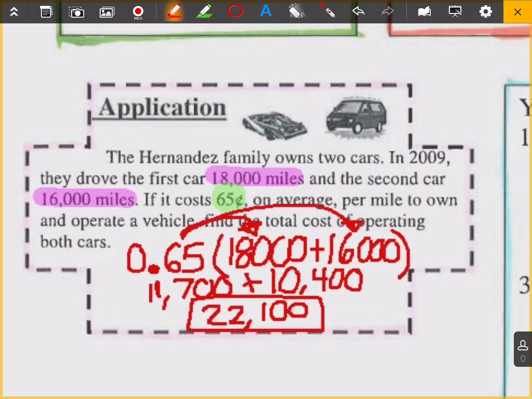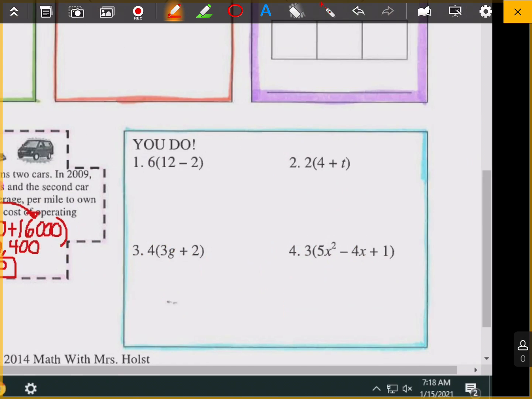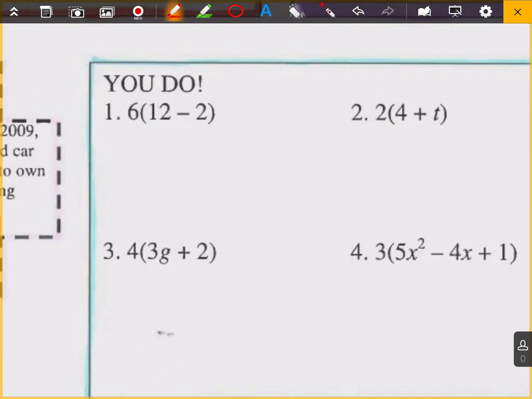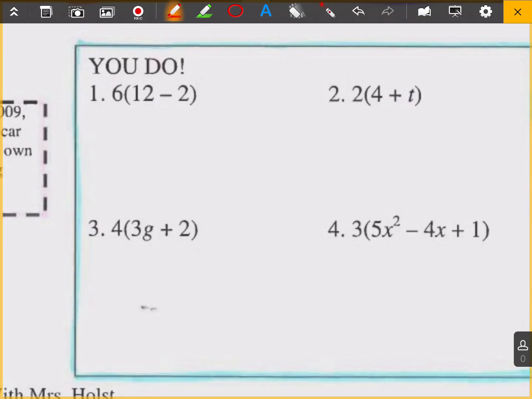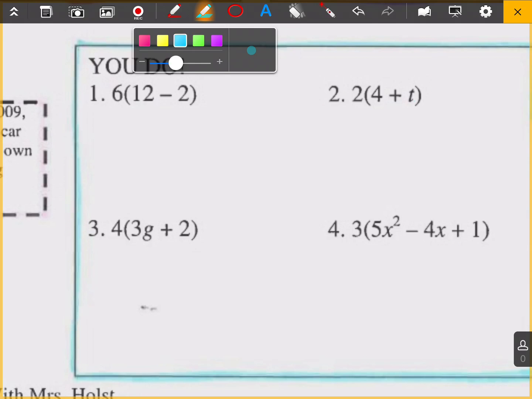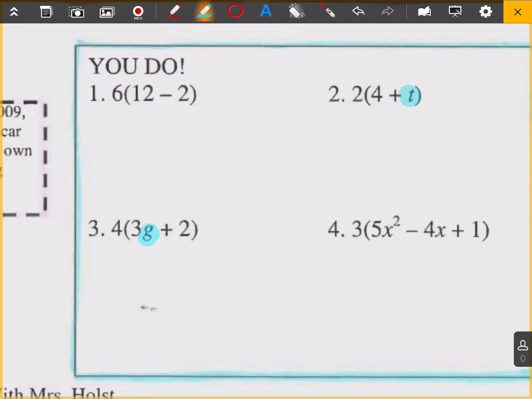So let's go over to the you do section and go ahead and get started on some of those questions. Again, we're just distributing. We can't solve if there is a variable. So in number 2, number 3, and number 4, we're not going to be able to solve completely to find a single answer. We're going to solve it to simplify.